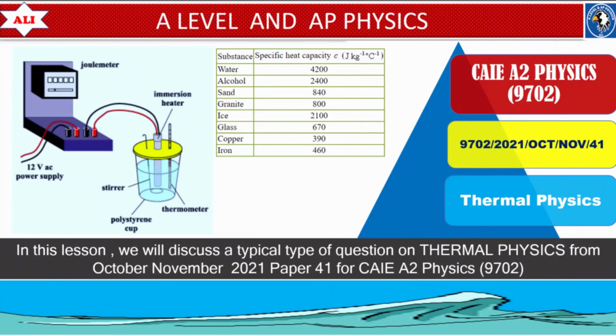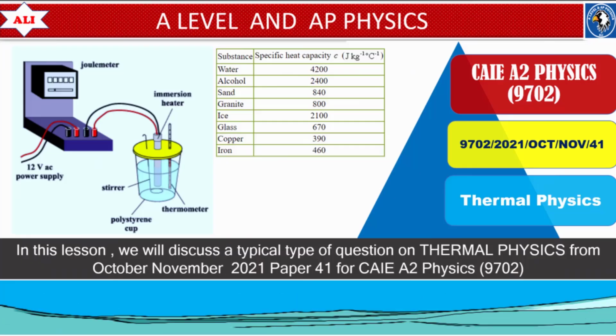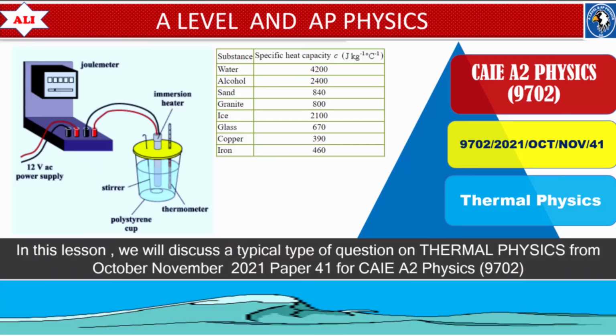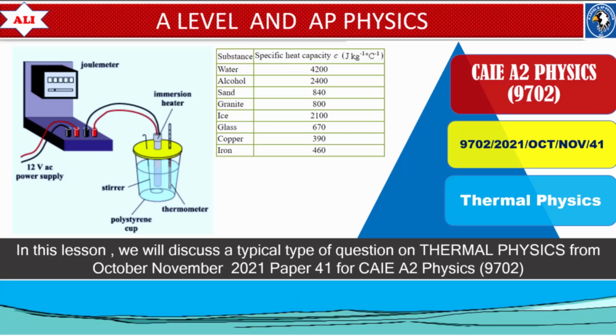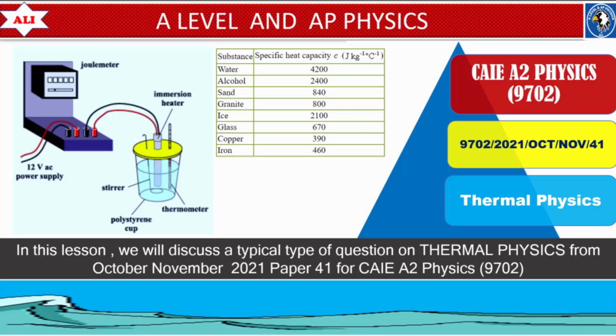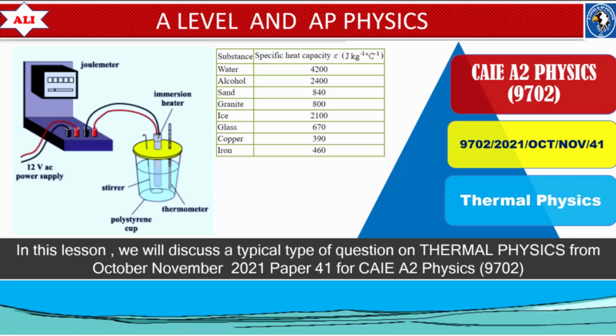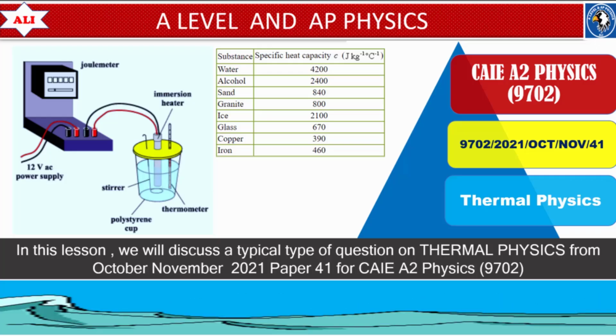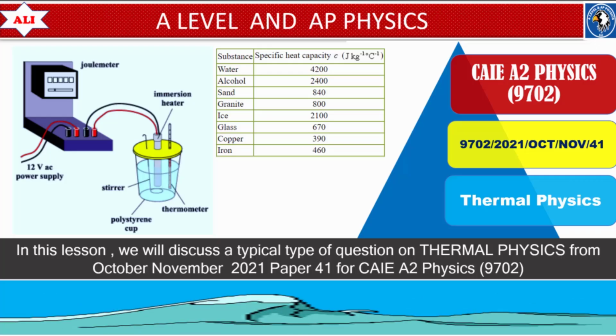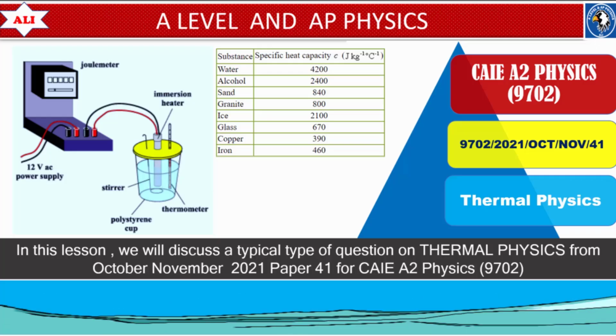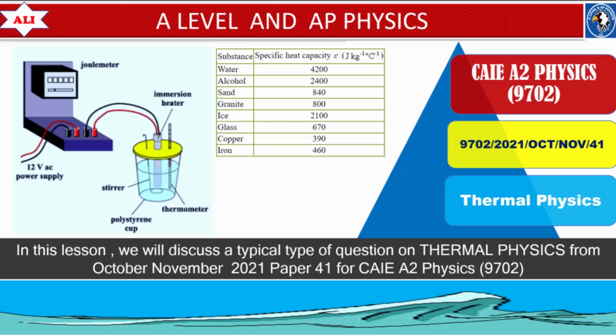Welcome to A-Level and AP Physics. In today's lesson, we will discuss one important past paper question on thermal physics from October-November 2021, paper 4, variant 1. This question is very important because we will cover some very important concepts about thermal physics, and those concepts are most frequently asked in past papers.